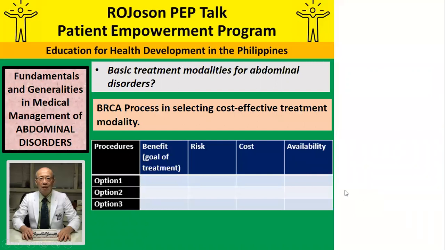The BRCA process is again used in selecting the cost-effective treatment. First column, the options, benefit. Now, the benefit is in terms of the goal of treatment. Okay. Then R will be the risk, C will be the cost, and then availability.